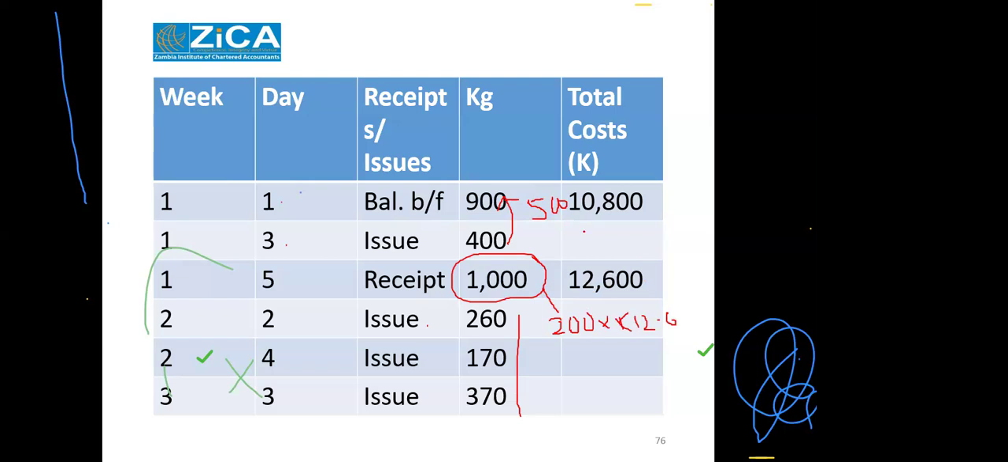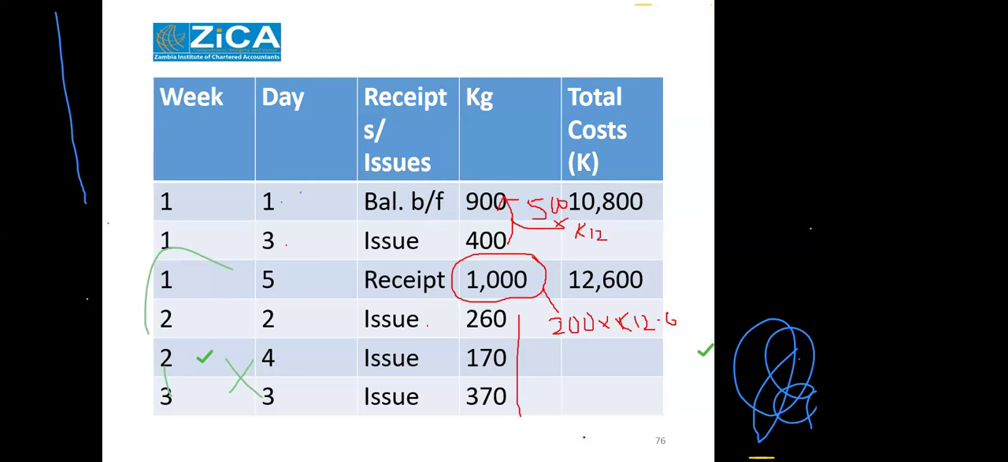12.6. Then for the brought forward balance, again, you divide 10,800 by 900, and you get 12 kwacha per unit. So the valuation of the closing inventory, because that's what remained, is 500 times 12 plus 200 times 12.6. That's what was required for those 5 marks for the closing inventory using LIFO.